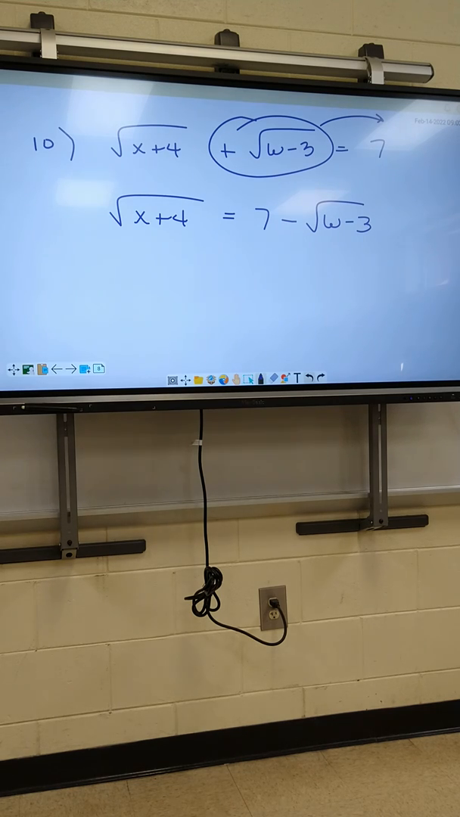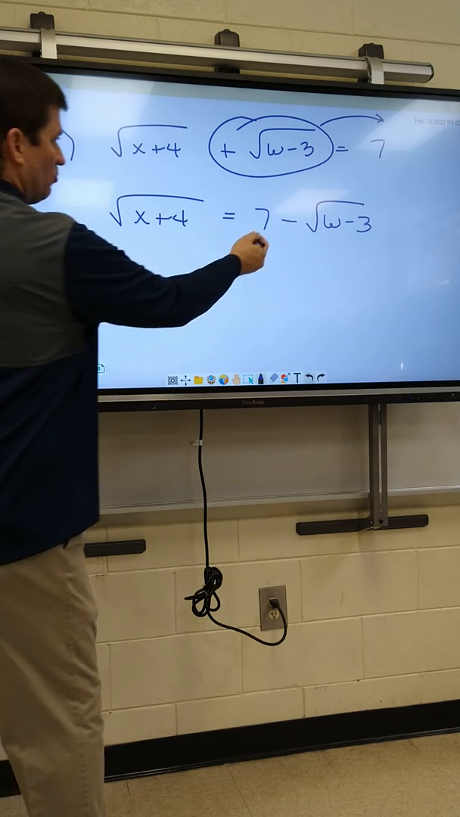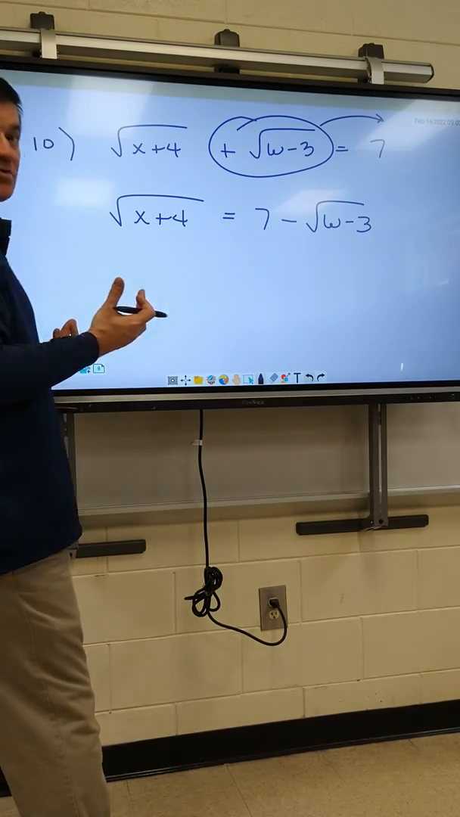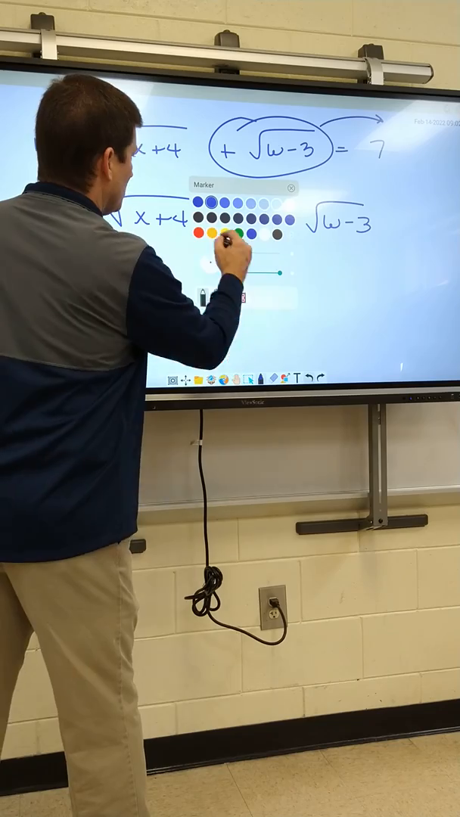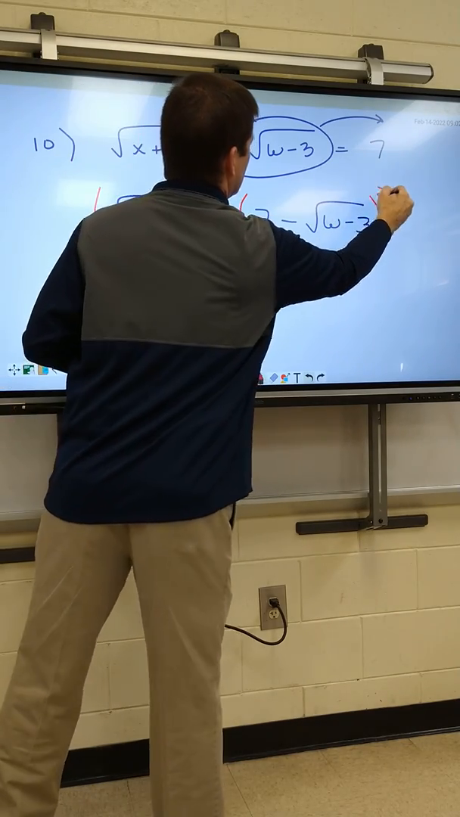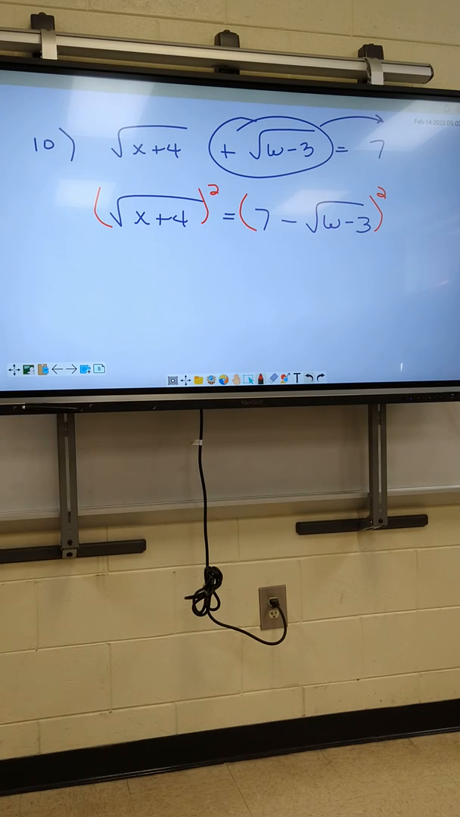Now, there's one more thing that's different. Number 6 didn't have any extra numbers. What do I mean by extra numbers? The 7. We got a 7 that's going to mess everything up, because number 6 was really easy. So what we're going to do first, we're going to square this side, just like we did on number 6.